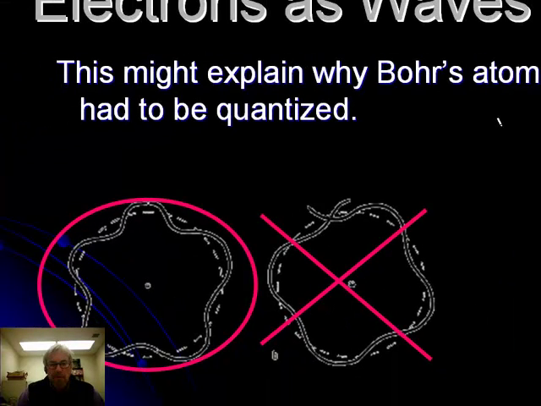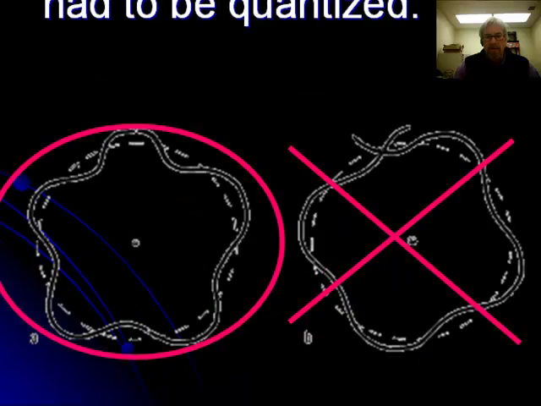If you think about these two pictures of a standing wave in a circular orbit, the one on the left would be possible because for a wave to be a standing wave, it has to be continuous. There can't be any gaps or discontinuities in it. So if I tie a string to a doorknob and I vibrate the end of it up and down, I'll get a wave that'll stand on that string. But if somebody reaches in with his scissors and snips the string, my wave disappears. It can't exist anymore with a gap in it.